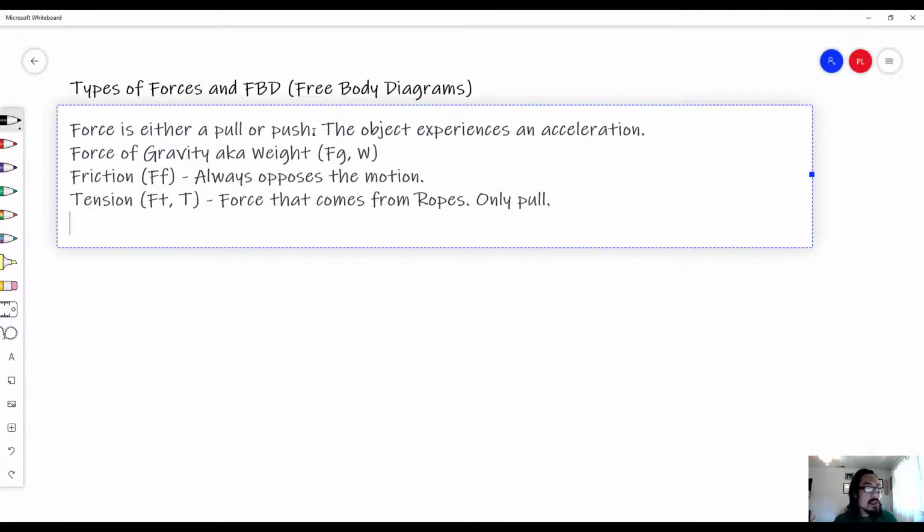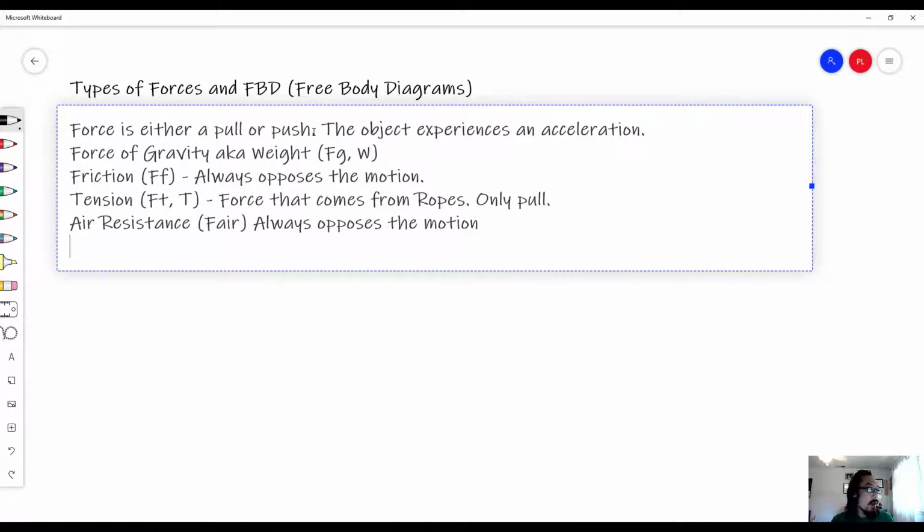Next up, we have things like air resistance. Sometimes written as capital F subscript AIR. Now, air resistance is a lot like the force of friction, except the force of friction comes from a surface, but air resistance, of course, comes from the air. And just like the force of friction, it always opposes the motion.